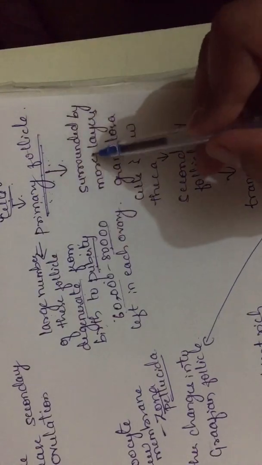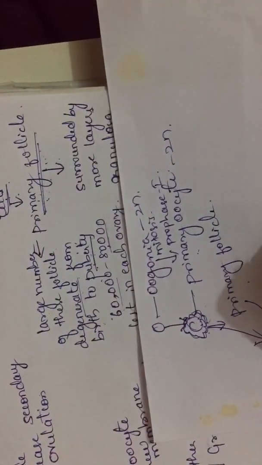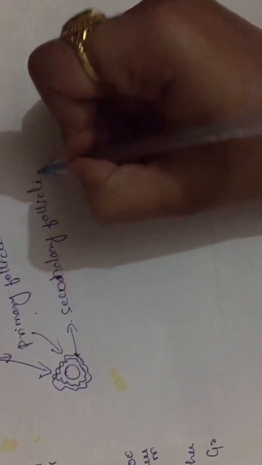Now this primary follicle is surrounded by more layers of granulosa cells. If I draw it separately, it will be something like this, just roughly I am showing. This is the primary follicle. Now this primary follicle will be surrounded by more layers of granulosa cells. When it is surrounded by more layers of granulosa cells, we call it a secondary follicle.